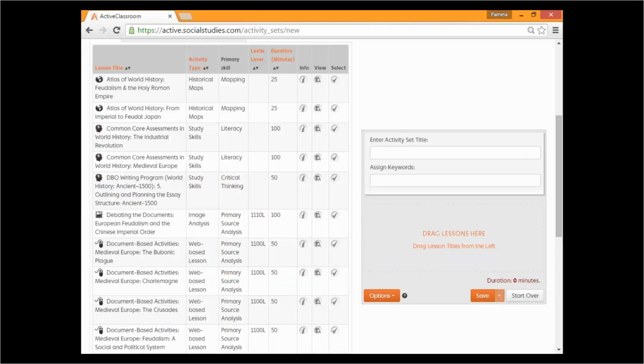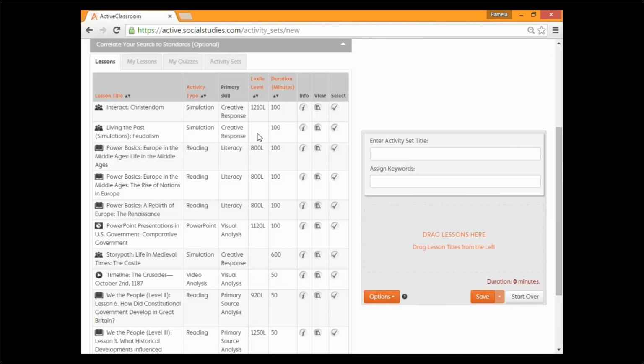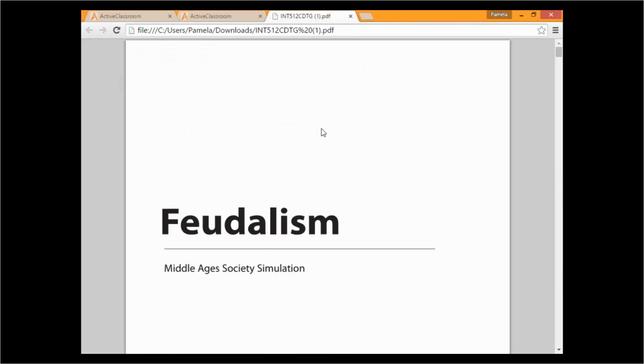Now let's go to another one and let's look at another venue. I'm going to scroll down to the bottom of my page here and I see that there are actually 2 pages of resources. Each page contains 20 topics. So I'm going to look over on page 2, and on page 2 I'm going to find a simulation called Living the Past, Feudalism.